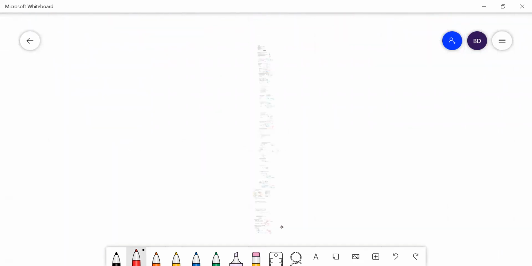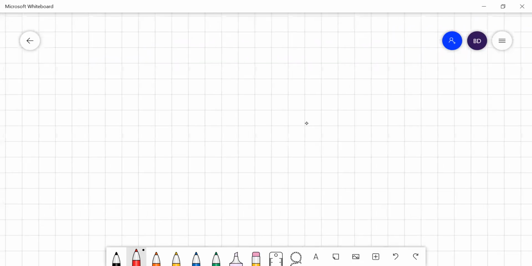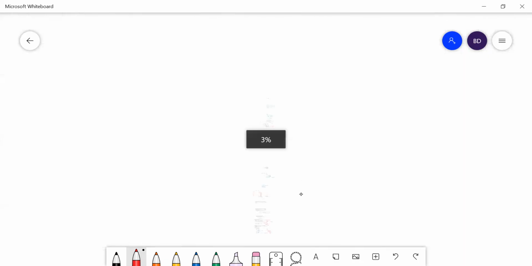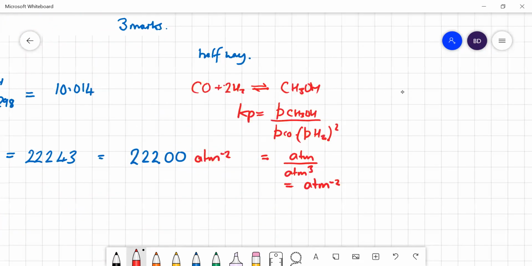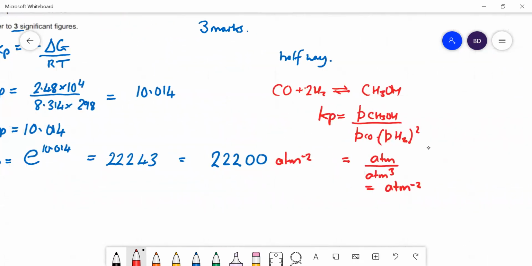Right, now I think that is about halfway in the paper. So I'm going to leave that there and come back to the rest of the paper in the next video.